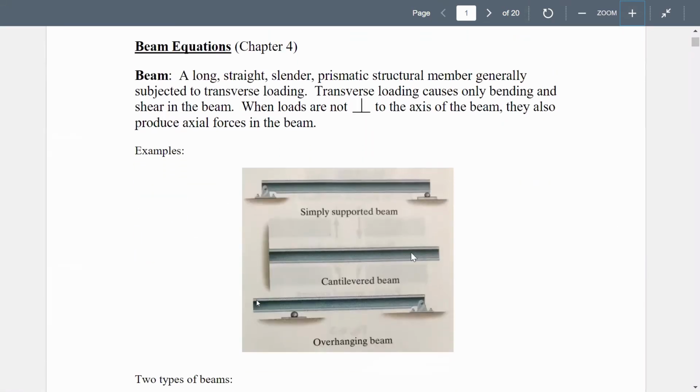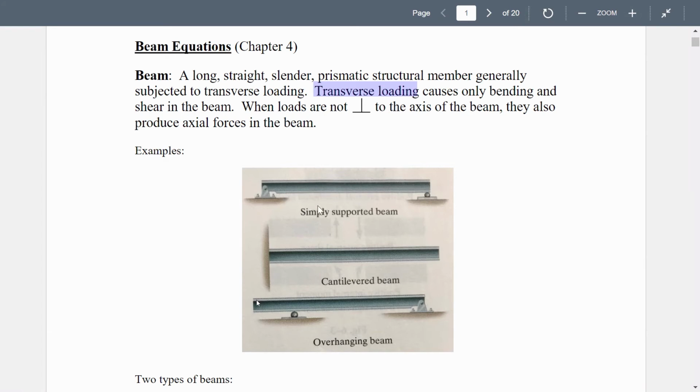Now, what you see here, 3 types of beams. Their job is to carry transverse load. So beams carry load which is perpendicular to this or at an angle. If it is perpendicular to this, it doesn't produce any axial force in this, but if it is at an angle, it produces axial force. But if it is perpendicular, it would be just what? Bending and also transverse shear.